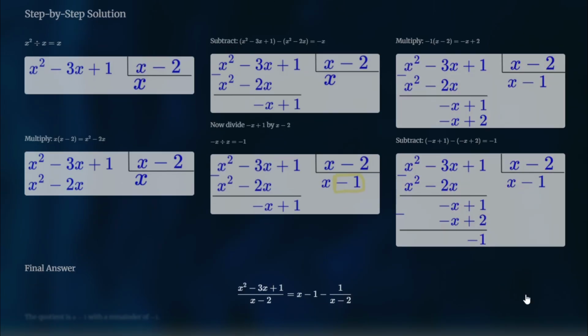So our final answer will be x minus 1 minus 1 over x minus 2. So here's a remainder of negative 1. That's why we have it over our divisor of x minus 2.